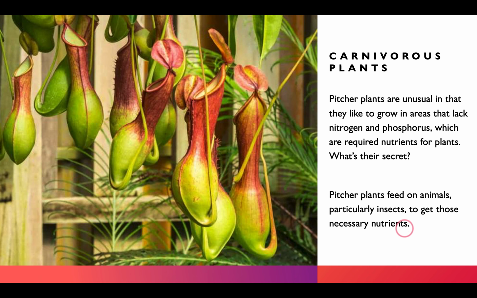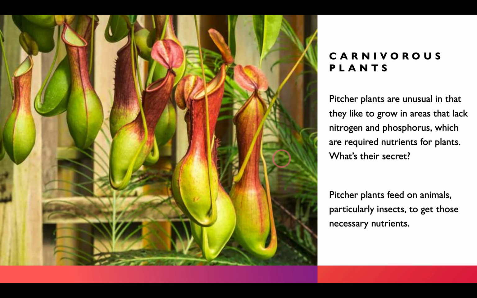What you're seeing on your screen is a pitcher plant, and a pitcher plant is named for its leaves, which are actually shaped like a container we call a pitcher. Pitcher plants are unusual in that they like to grow in areas that lack nitrogen and phosphorus, which are required nutrients for plants. So, how do they survive? These pitcher plants feed on insects to get the necessary nutrients. This unique adaptation of the pitcher plants allows them to thrive in hostile environments where few plants can survive.